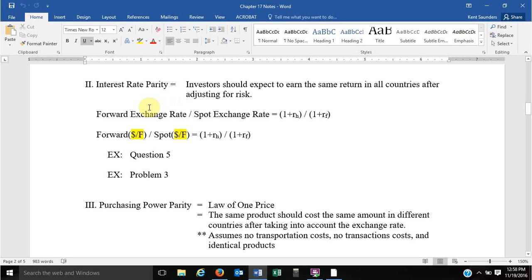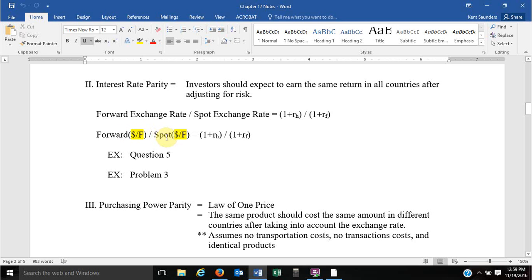Now, for that to be true, the ratio of the forward exchange rate to the spot exchange rate should equal the ratio of 1 plus the domestic interest rate divided by 1 plus the foreign interest rate. And when we're talking about exchange rates, we're talking about the direct quote format for the exchange rate. So that's why I highlighted these two. These are the direct quotes.